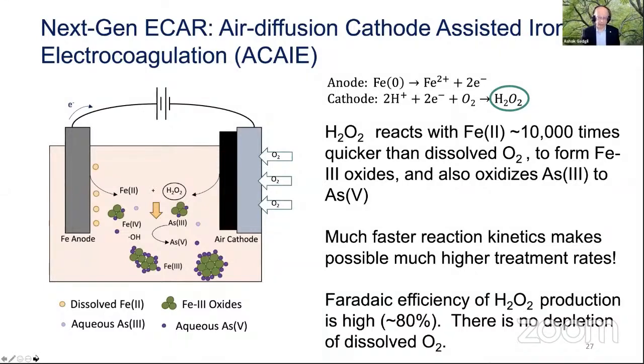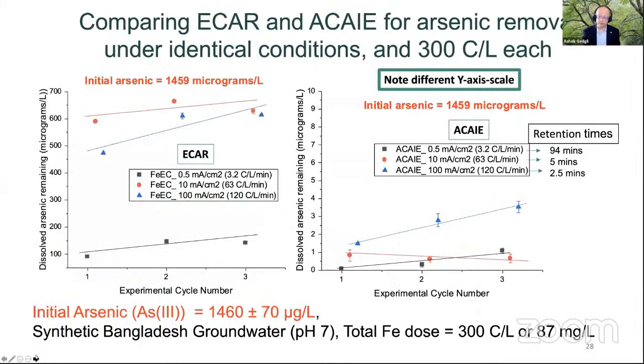We have actually designed this. We have actually built it. We tested it. Note that the x-axis is the experiment cycle. We show you 3 experiments each. On the y-axis is the residual arsenic. It shows that if we go fast with ECAR, we still get about 600 ppb arsenic. But with ASAI, we get less than 10 ppb arsenic.